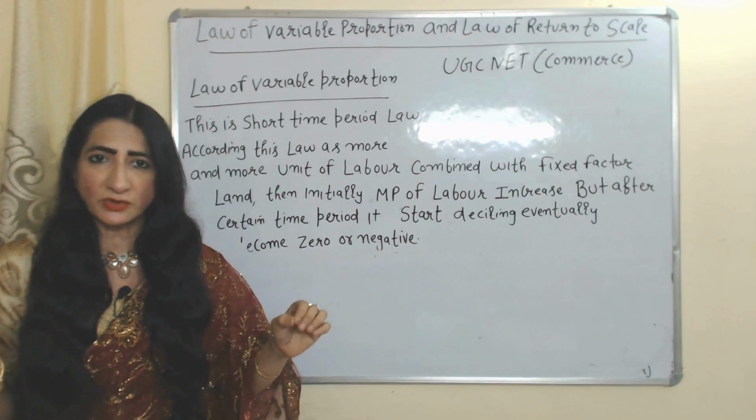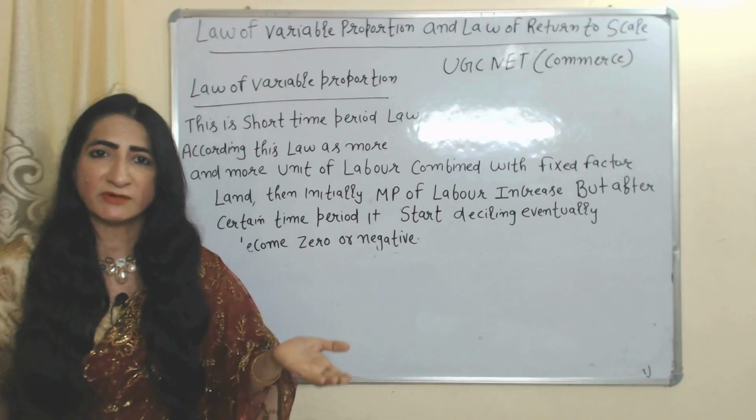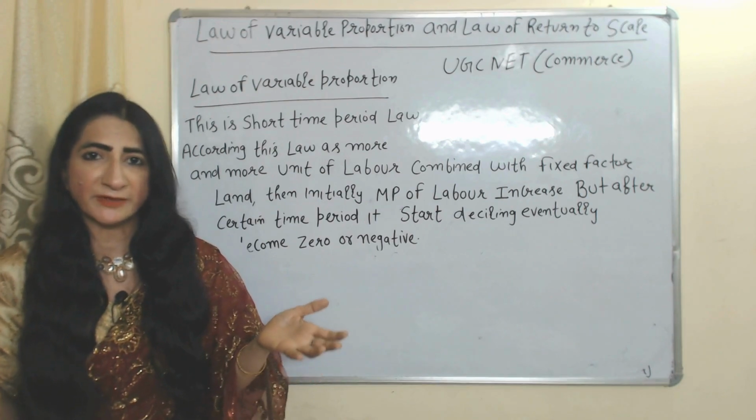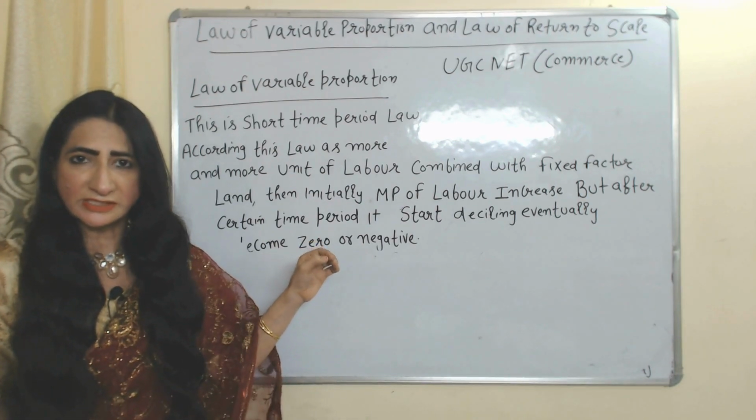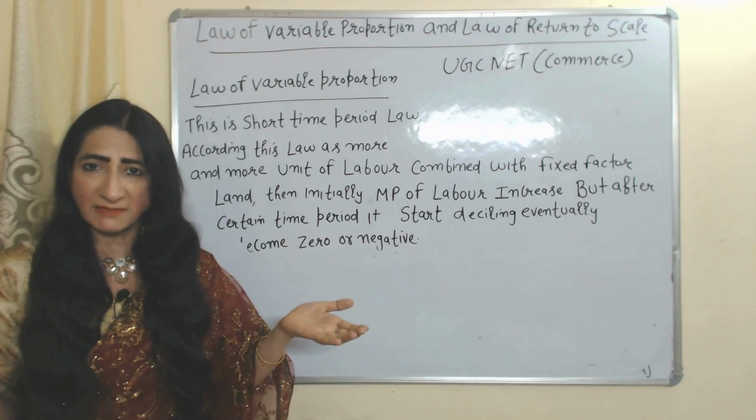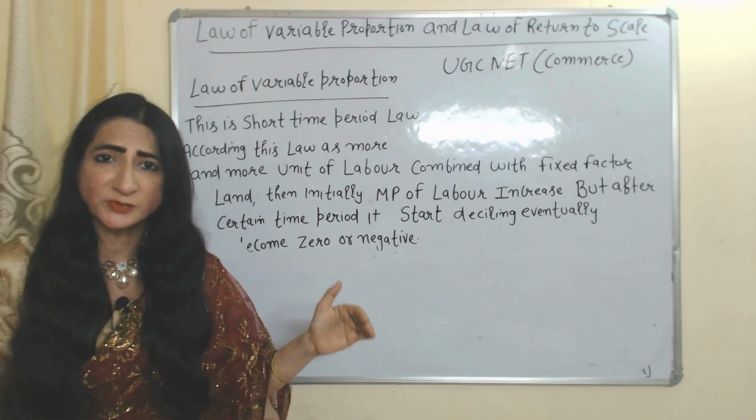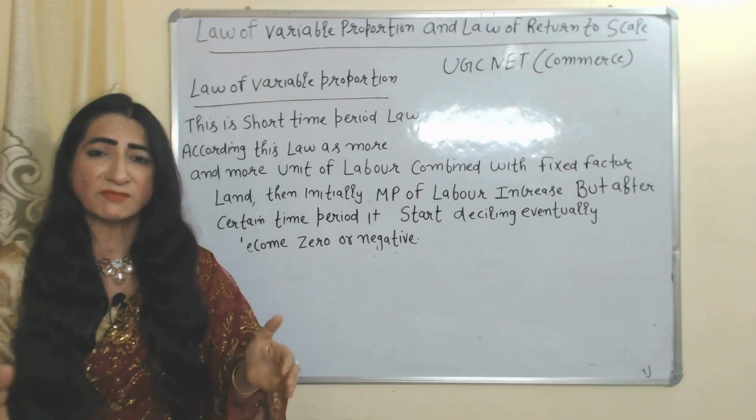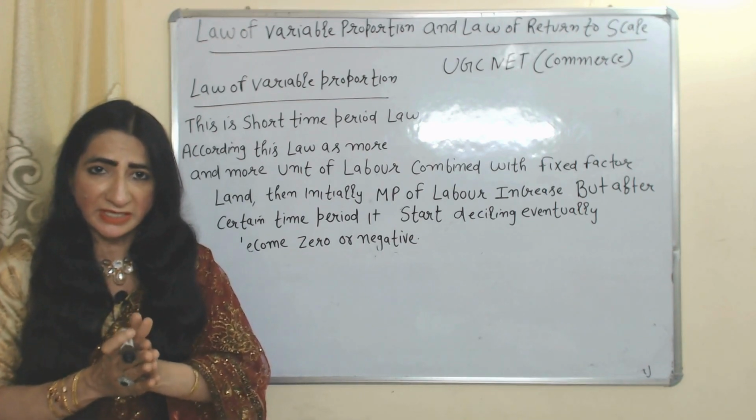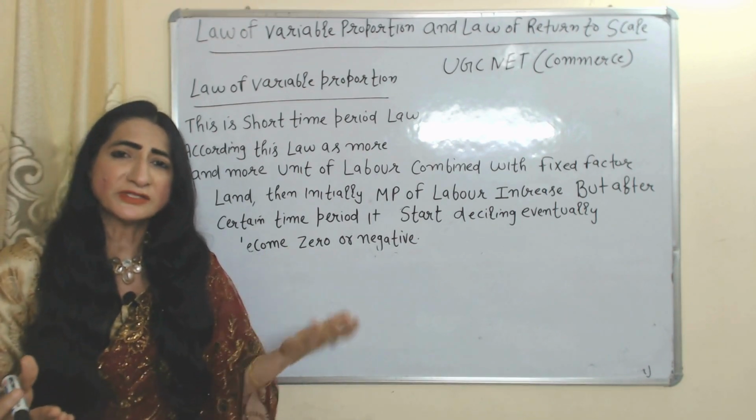As we know, in the short time period, we cannot change our fixed factor, land, but we can change our variable factor, labor. And according to this law, as more and more units of variable factor labor are combined with the fixed factor land, initially the marginal product of labor increases, but after some time it starts declining, eventually becoming zero or negative.